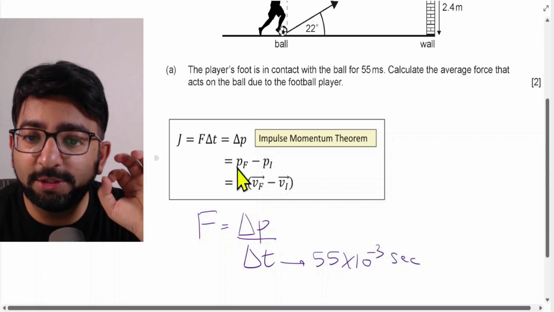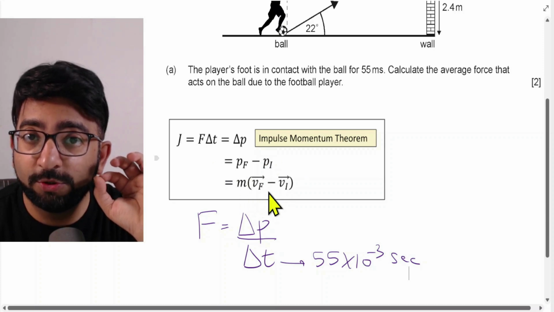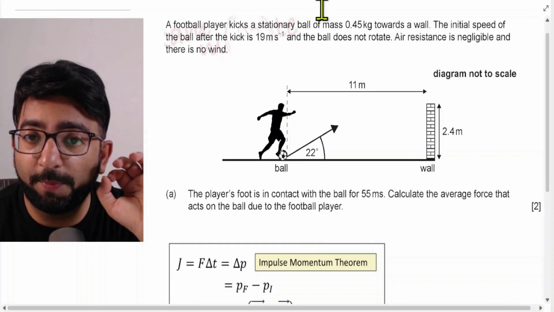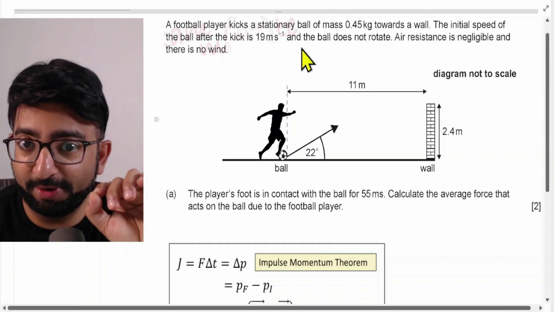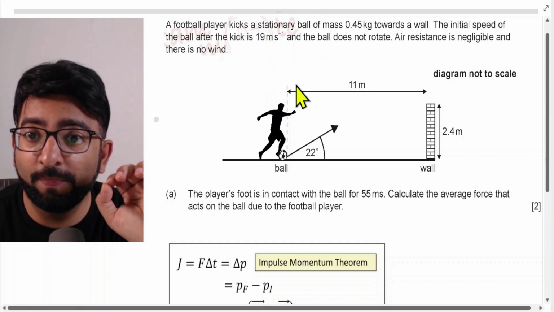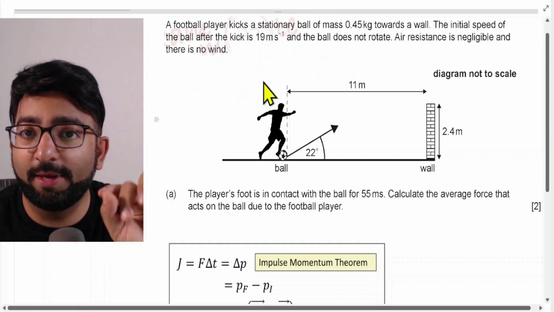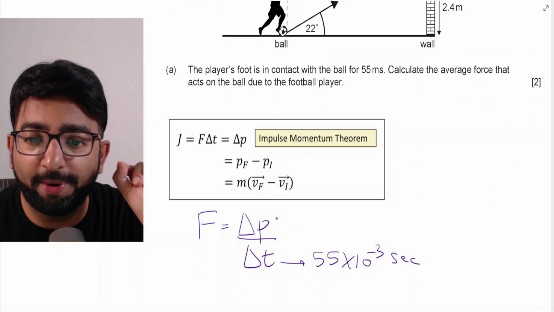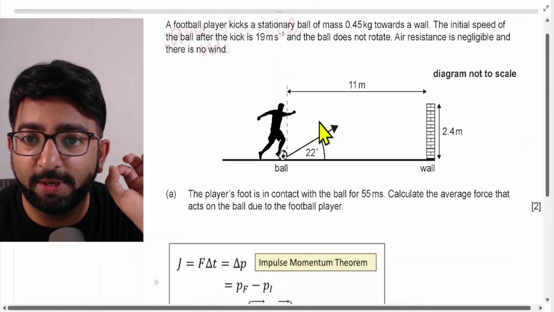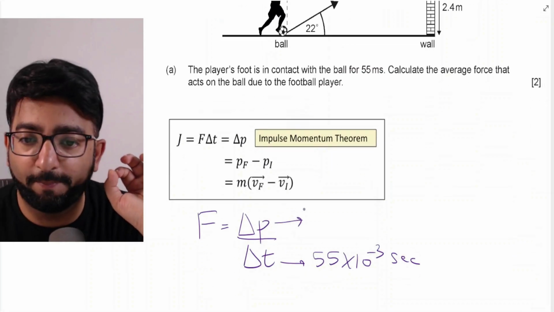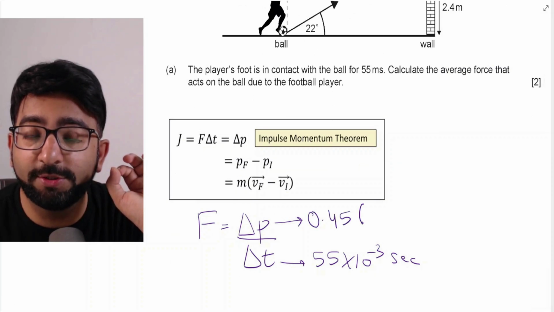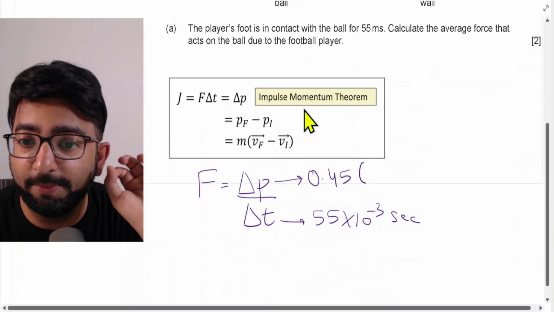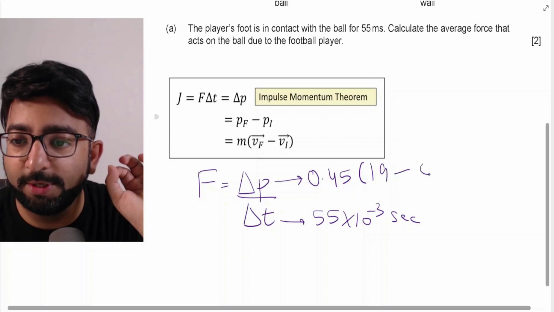Now change in momentum is final momentum minus initial momentum. So we need to figure out what is the final velocity and what is the initial velocity. In the question, it was mentioned that initially the ball is stationary, so initial velocity we will take as 0, and the speed of the ball after the kick is 19 meters per second, so 19 is the final velocity. In the change in momentum, we will write m, the mass, which was 0.45 kilograms. And then we have final velocity minus initial velocity, final velocity being 19, initial velocity being 0.